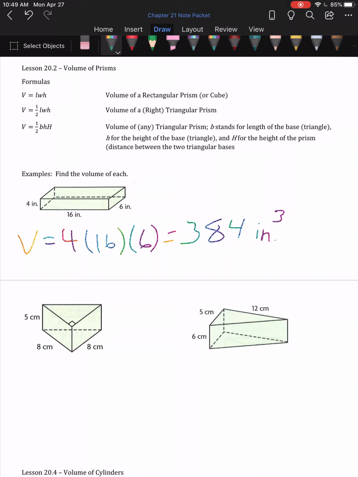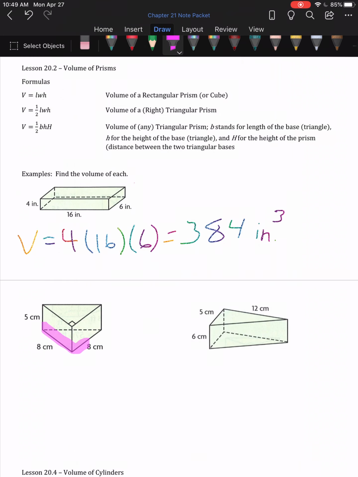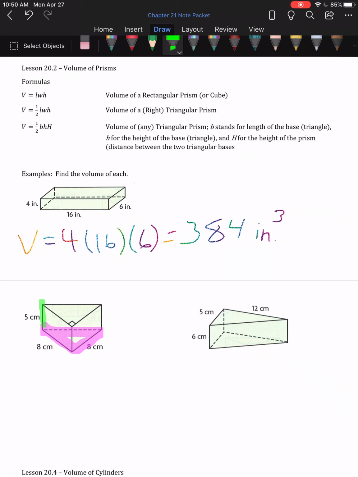Now, the other 2 examples are triangular prisms. Just to help you see it a little bit, here's our triangle. So the numbers for the triangle are 8 and 8. And here is the height of the prism, the depth, the distance between those 2 triangles, 5 centimeters. So volume literally just says take the area of the base and multiply it by the height. Because this base is a triangle, that's where this 1/2 or dividing by 2 comes in.